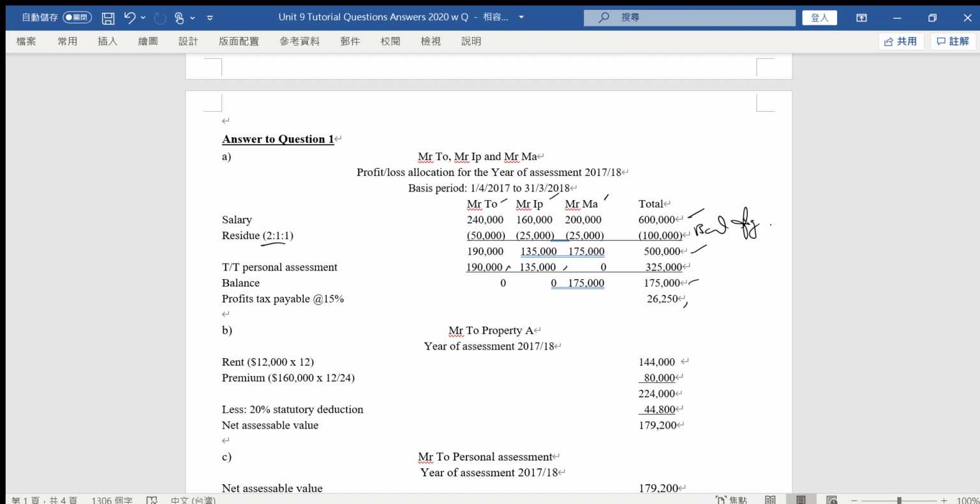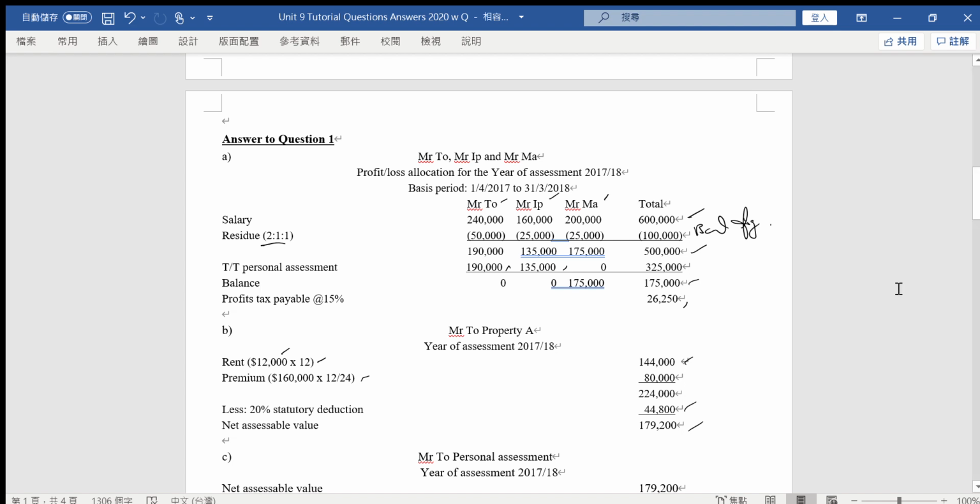Now, related to Mr. To, he has a property being rented out, property A. The monthly rental income is 12,000 times 12 for the annual total. Then the premium being spread over will be half of the amount, and 80,000, and after the 20% statutory deductions, that will be the net assessable value.